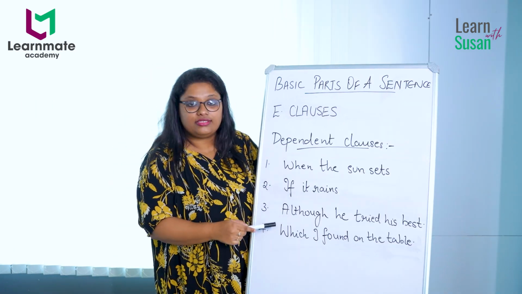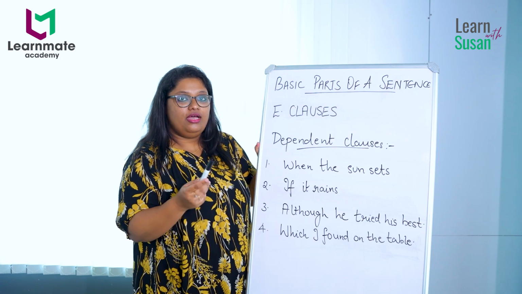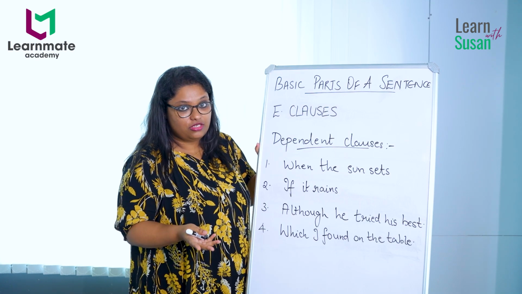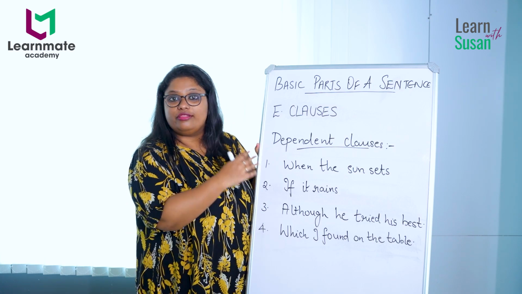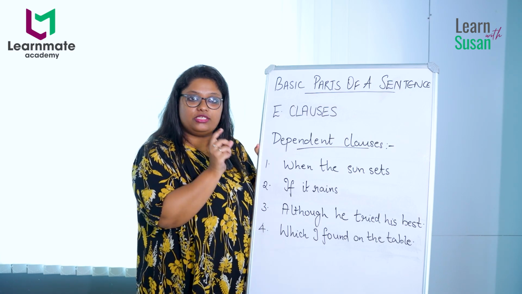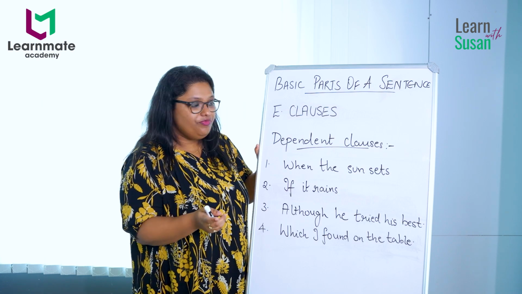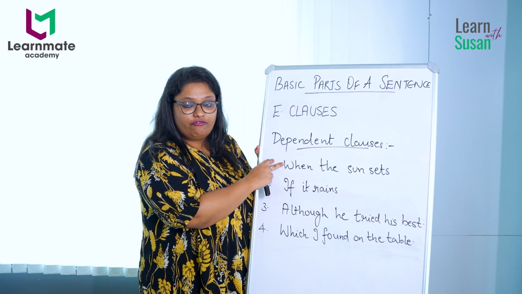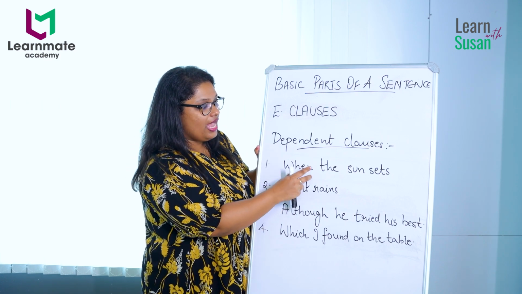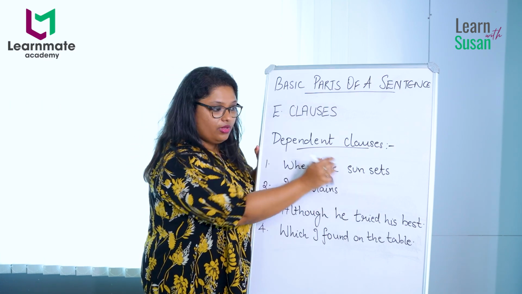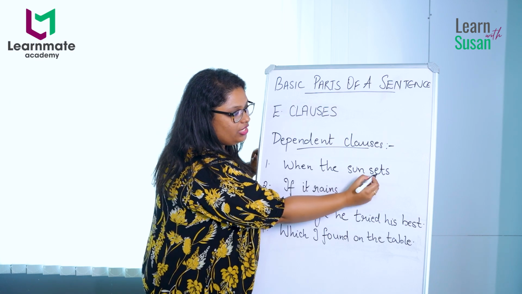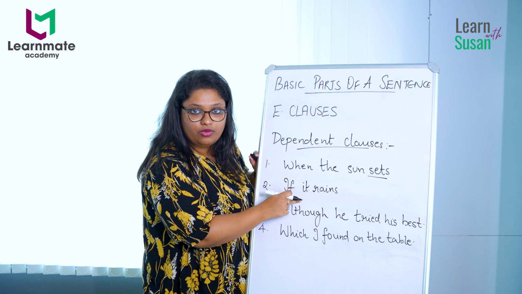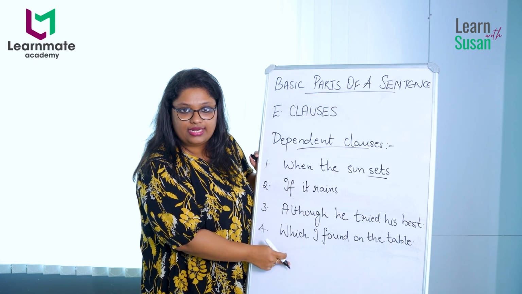Now let's look at these four sentences. Just before, I explained what an independent clause is, and I also showed you all four examples where we had a particular subject and a predicate. Now coming to dependent clauses, it's very easy to identify them because they only have a subject and a verb. So we have a subject and a verb here, we have a subject and a verb here, and similarly in these two sentences.